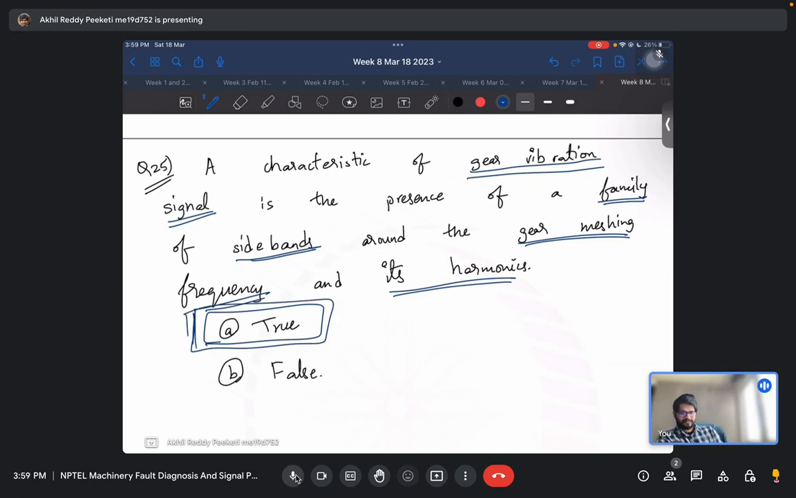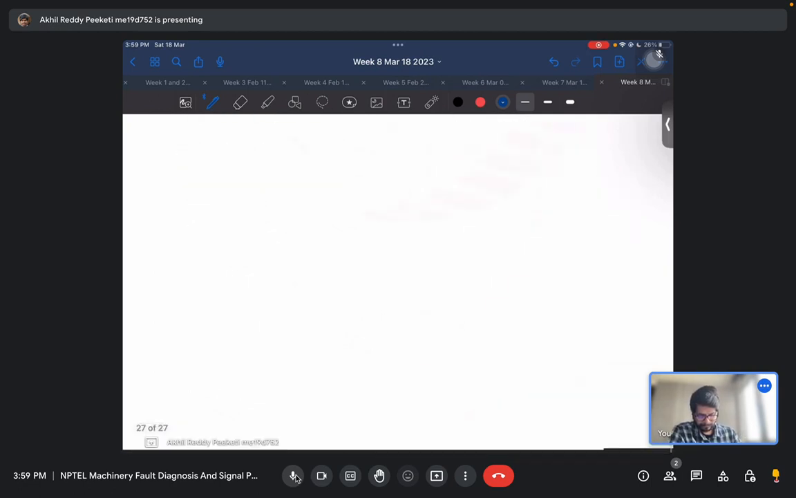And if there are any faults in the gear, you will see higher amplitudes for the harmonics or the sidebands. So that's how you can identify if there are any faults in the gear. Okay. So that is the last question.